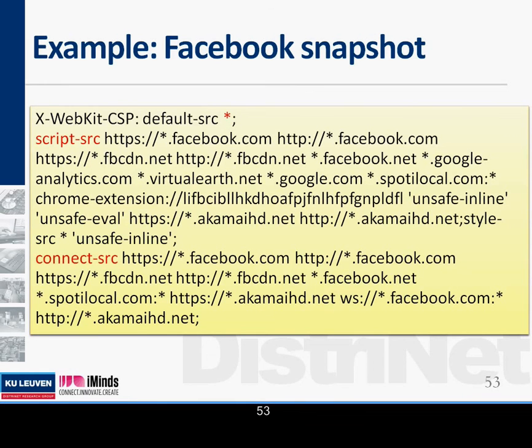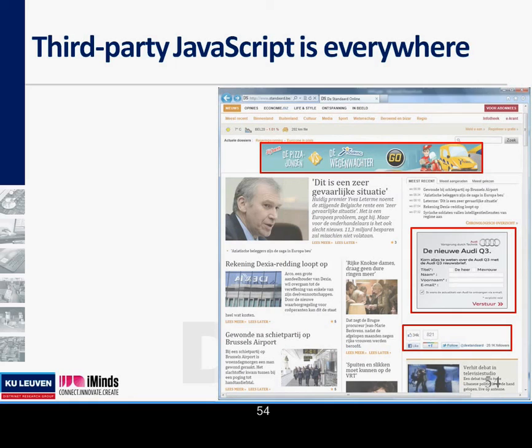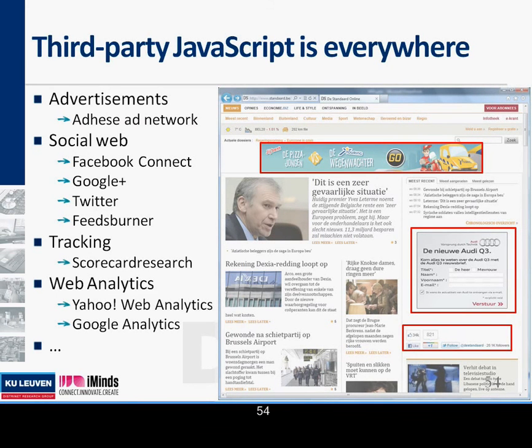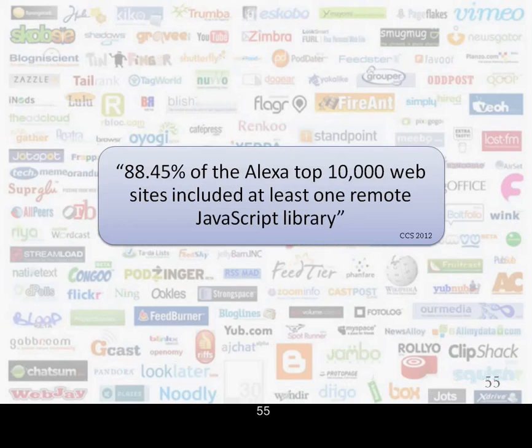Well, just a little side note, we all know that JavaScript is everywhere. If you look at a website of the standard local newspaper, you already see some visible things like advertisements and social media being included. But behind the scenes there's a lot of JavaScript doing tracking, analytics, and a lot more. There's a whole bunch of JavaScript you can include on your website. And we saw in an experiment that more than 80% of the top 10,000 websites are using at least one remote source, and mostly they're using Google Analytics.